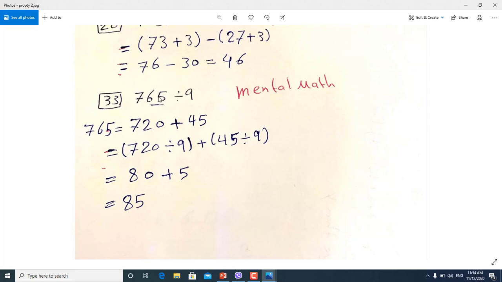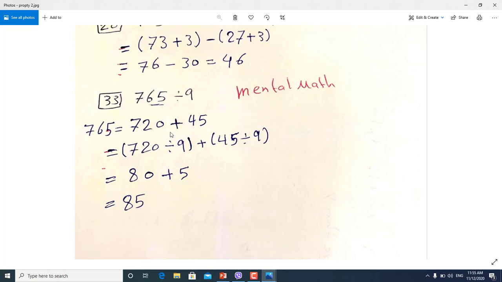In 33, we have 765 divided by 9. 765, it's a big number. You can make it in two parts. So 765, make it two numbers. It will be easy to divide by 9. Okay, so it's made up of 720 plus 45. We choose 45 because we have 45 in the multiples of 9, and 720 plus 45 it is 765. It's the same number.